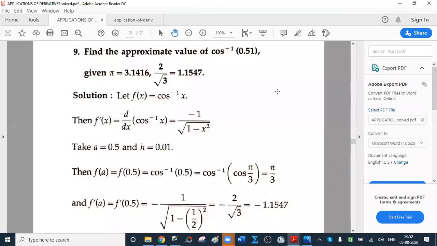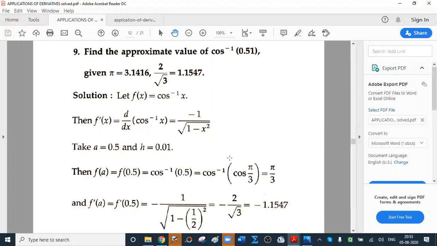Sum number 9. Find the approximate value of cos inverse 0.51 using pi as 3.1416 and take 2 upon root 3 as 1.1547. Now, we begin with let f(x) be cos inverse x. So what is derivative of cos inverse x? Minus 1 upon root of 1 minus x square. We take a as 0.5 and h as what? 0.01. So what is f of a? It is cos inverse 0.5. That is pi by 3.